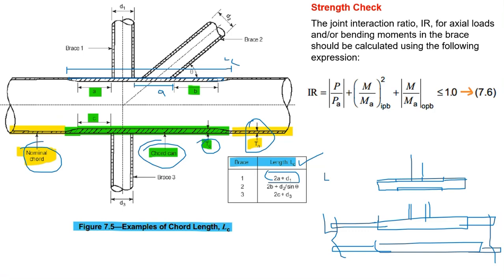So from here to here, it's a value. This is the D1 value. Then this is also A. That's what this is, chord length. So chord length means from here to here is the chord length, LC value. And then 2B plus D2 sine theta is for this D2 because it's inclined. So theta means from here to here it will be the sine theta.